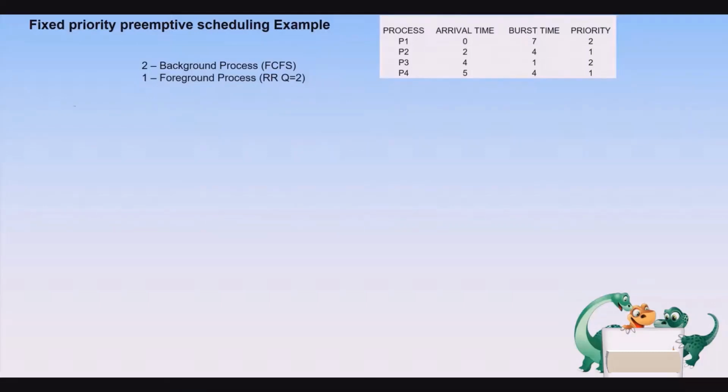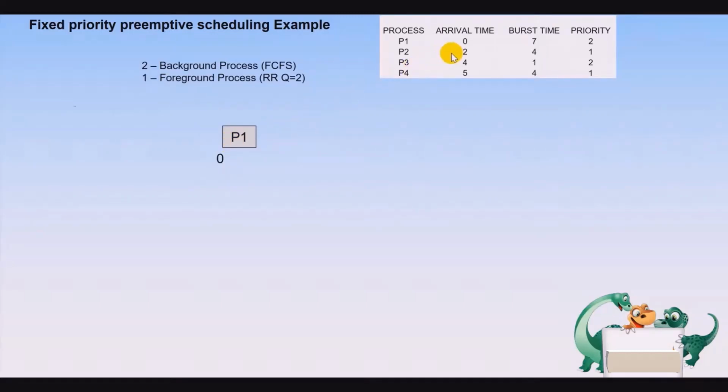So at time 0, process 1 is the only process on the ready queue. No other processes are in there. But process 1 happens to be second priority, or the background process. So the CPU has no choice but to execute the background process P1, since there is no foreground process yet on the ready queue. So P1 will be executed until when?